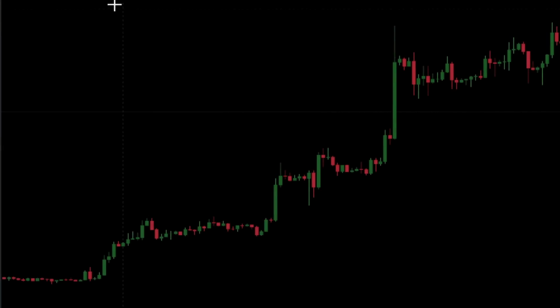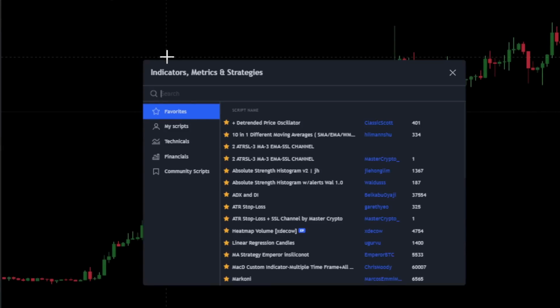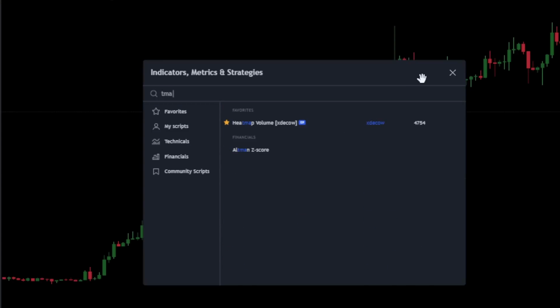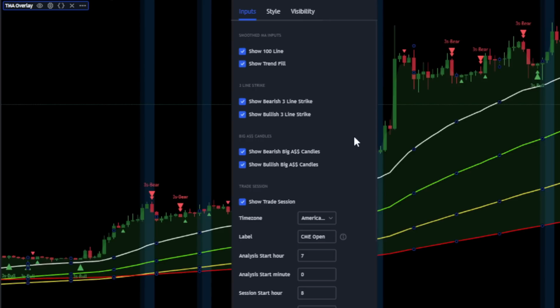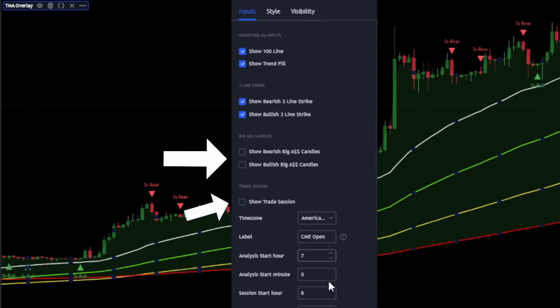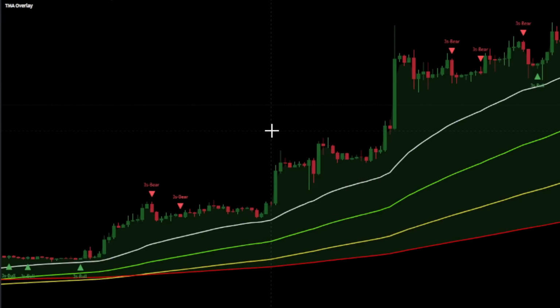Without wasting any more time, I am going to explain this strategy to you. First, we are going to add the main indicator of this strategy, which gives us excellent information about what is happening in the market. The indicator is called TMA Overlay, created by RTFXC. We add it to the chart and we are going to change its inputs. We are going to disable the big ASS candles and trade session. Perfect, now the indicator is ready.